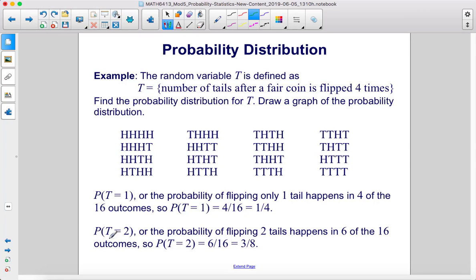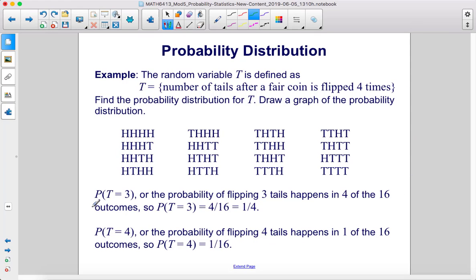The probability of t equals 2, or the probability of flipping 2 tails, happens in 6 of the 16 outcomes, so that probability is 3/8. The probability of t equals 3, or the probability of flipping 3 tails, happens in 4 of the 16 outcomes, so that probability is 1/4. The probability of t equals 4, or the probability of flipping 4 tails, happens in 1 of the 16 outcomes, so that probability is 1/16.